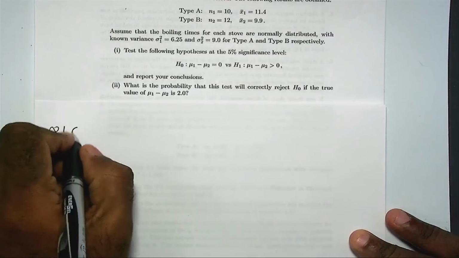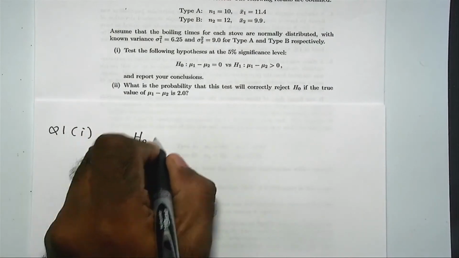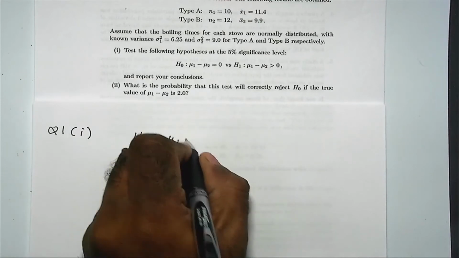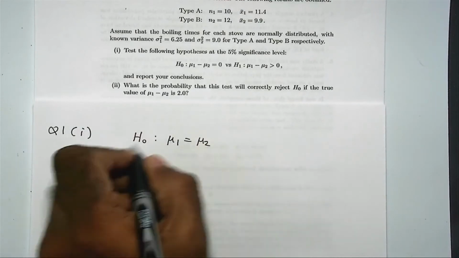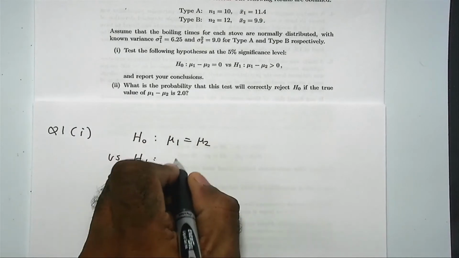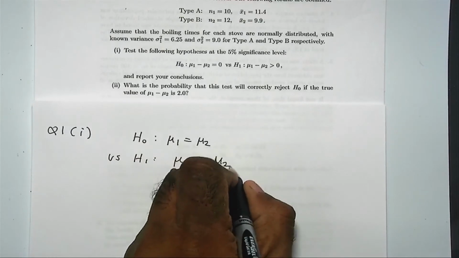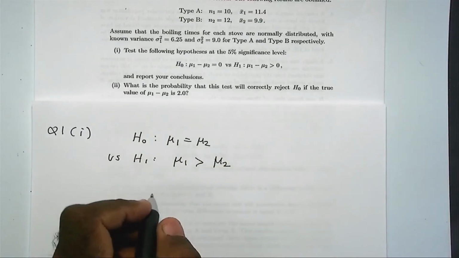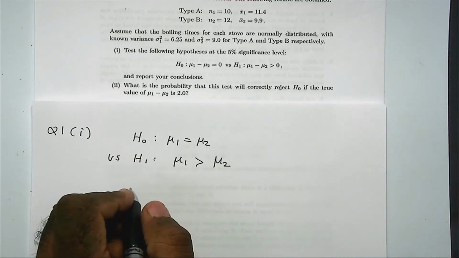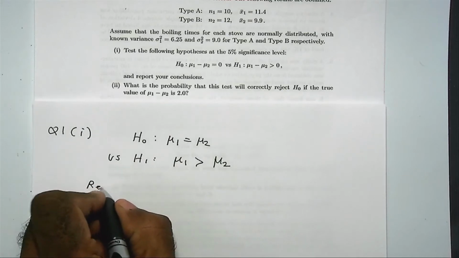Of question 1. So we are trying to test whether mu1 is equal to mu2 versus the alternative that mu1 is greater than mu2. Now, once again, if you look at the video for this, the rejection rule is as follows.